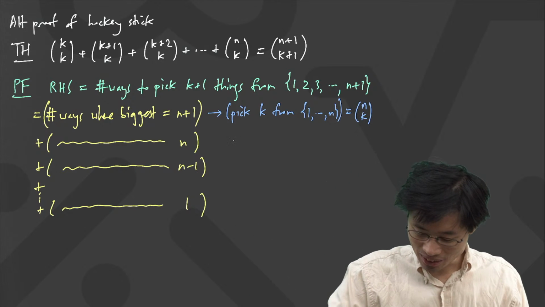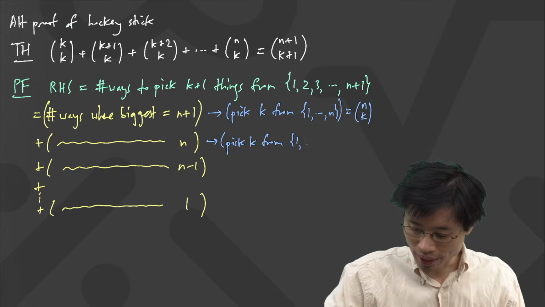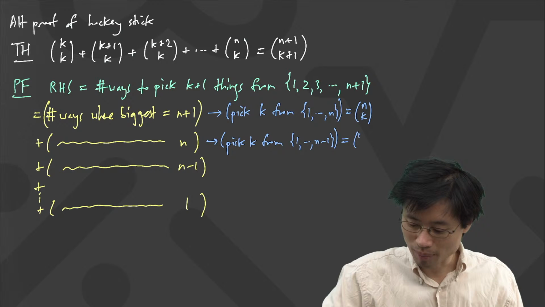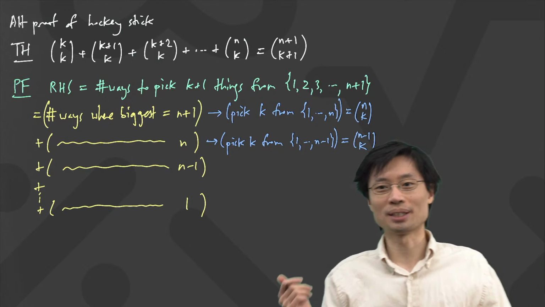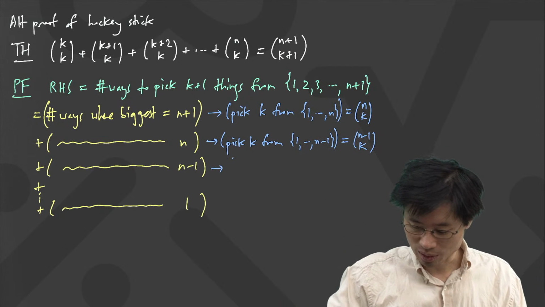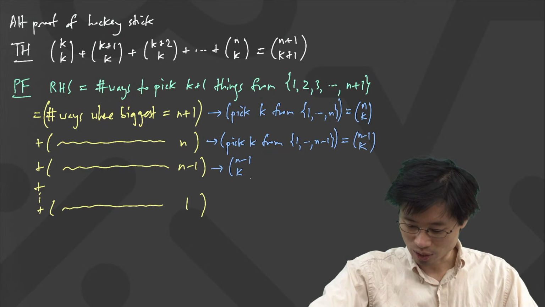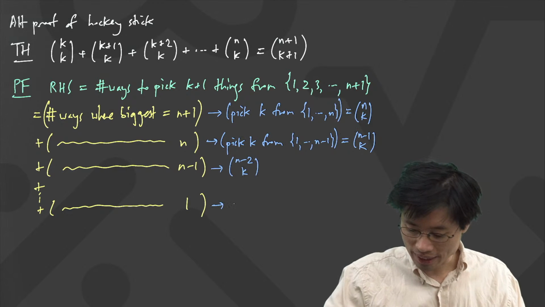And if you see where this is going, the second one is going to be pick k things, but now from 1 up until n minus 1. Hooray! That's n minus 1 choose k. Because I have n minus 1 stuff from which I pick k. So if you see what's going to happen, I add it all the way down. The next one's going to be n minus 1 choose k minus 1. No, it's not. It's going to be n minus 2 choose k. And it goes all the way down to 0 choose k.